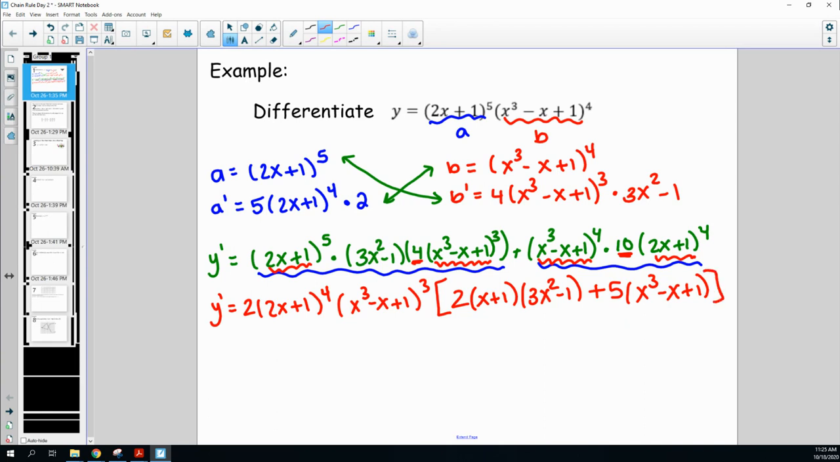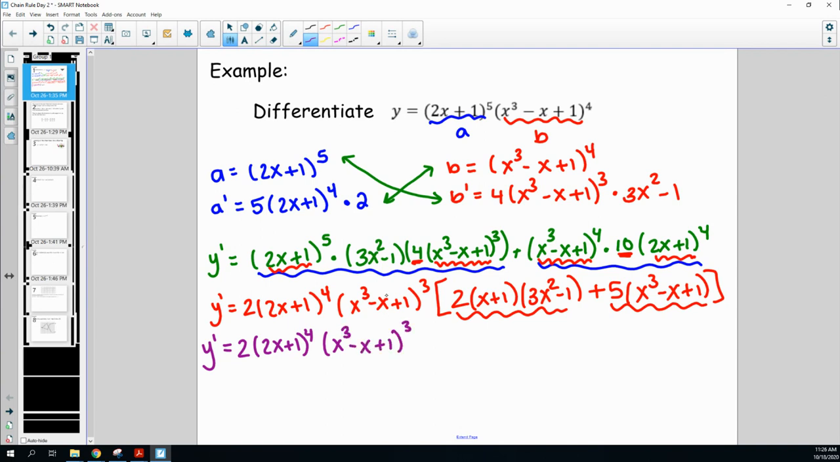Okay, so then what I'm going to do is I'm just going to FOIL this piece together, and I'm going to distribute the 5 into this piece. Let me just change colors here. So y prime, my GCF is staying the same. I'm not doing anything with that. So I'm just going to leave that alone.